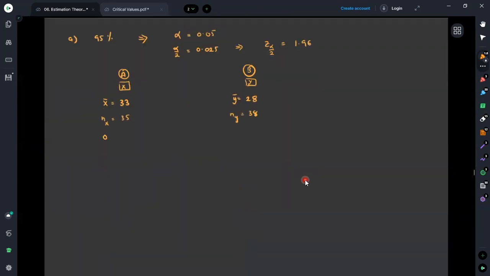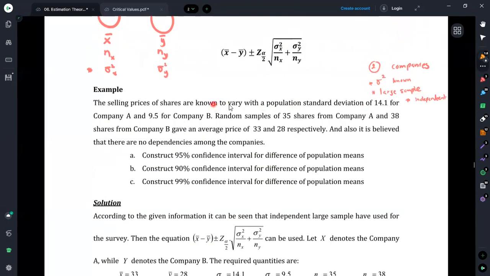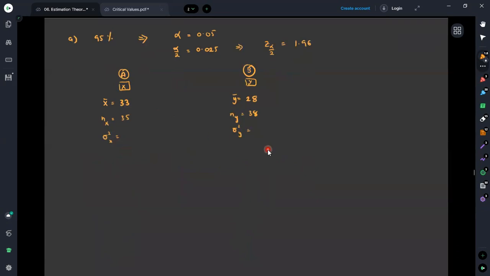Then the next values are sigma squared x and sigma squared y. We can use them because they have provided the information that they are having the population standard deviation. It is 14.1 for company A and 9.5 for company B. But what we are going to write here is sigma squared, so we get 14.1 squared and 9.5 squared.